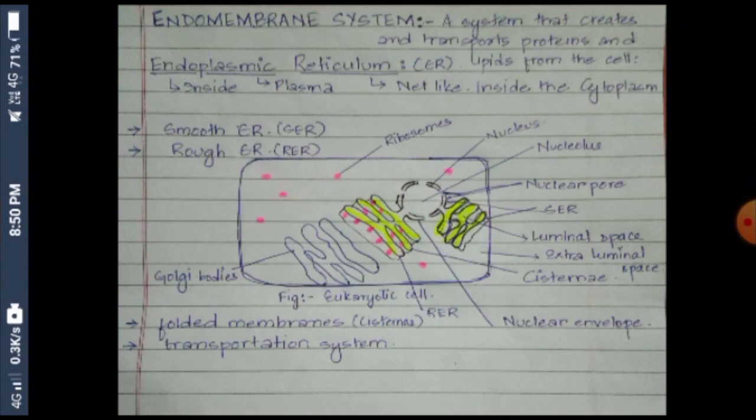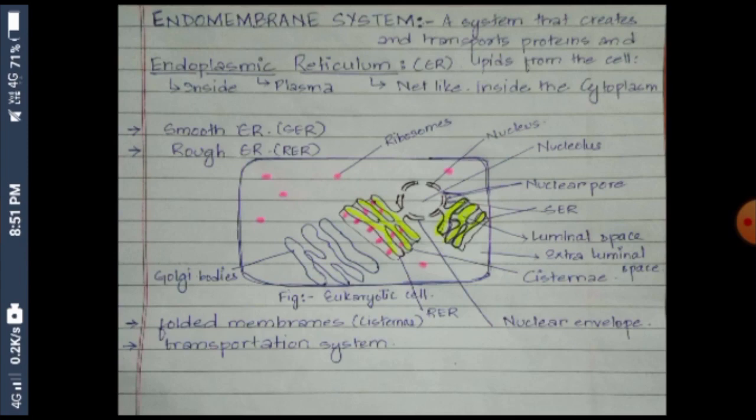The word itself says the meaning. Endo means inside, plasmic means inside the plasma, and reticulum is something net-like inside the cytoplasm, a net of membranes. So endoplasmic reticulum is a net-like structure inside the cytoplasm.